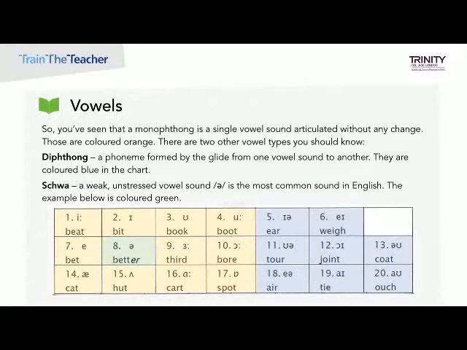Schwa. This has a special name because it's the most common sound in English. It's called a weak form, and it's an unstressed vowel sound, drummer, teacher. The example is coloured green.